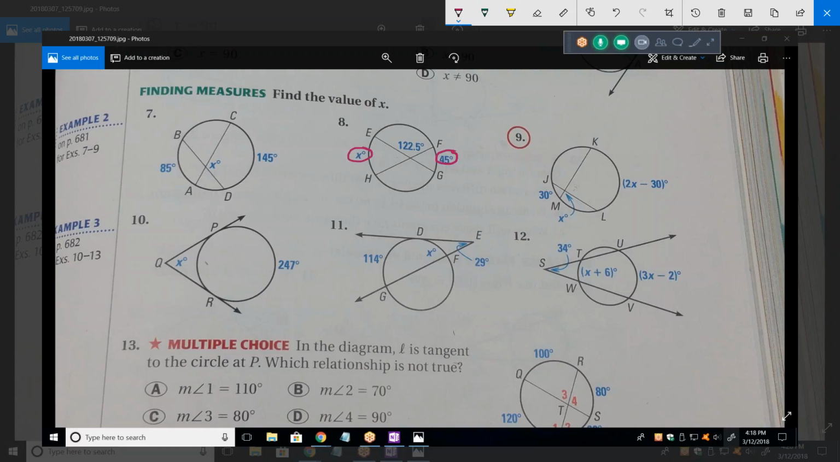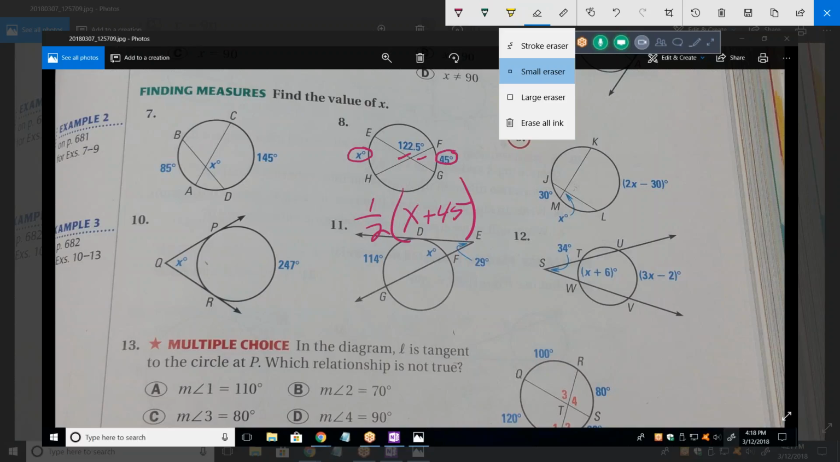Okay. This angle right here, which is the same as that angle right there, is going to be, I believe, half of the sum of x plus 45, the arc measurements. That's the way I remember the formula. Now, let's see if that makes sense. First of all, what is that angle? In other words, you can figure out what these angles are. What is this angle right here?